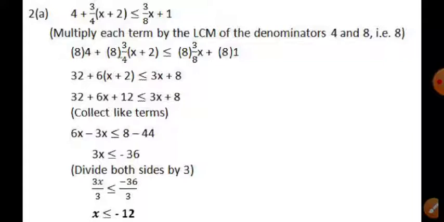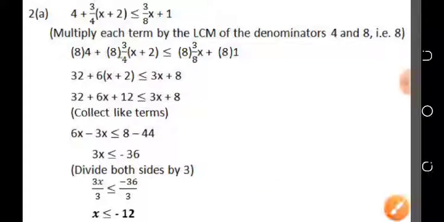The first thing to do here is to multiply each term by the LCM of the denominators on the fractions that you have in the equations. We have fractions 3 over 4 and 3 over 8. Now the denominators are 4 and 8. What's the LCM of 4 and 8? It is 8. How do we get that?